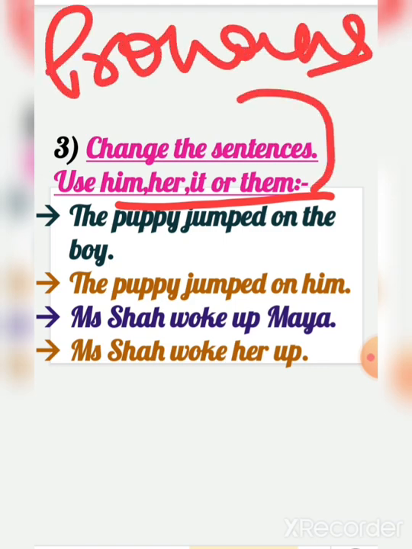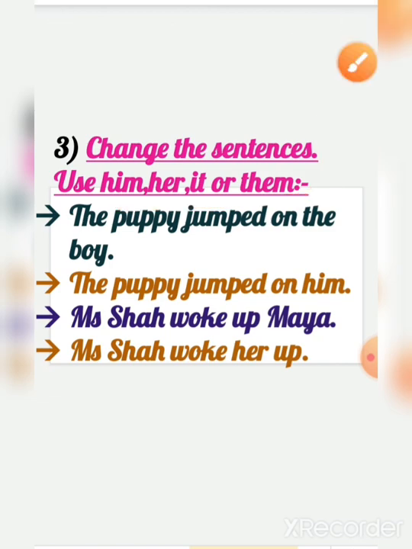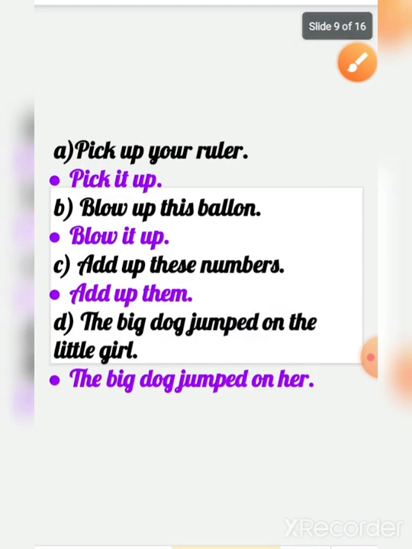Pronouns. You have to change the sentences using him, her, it or them. First, these two are examples. This is how you have to do it. The puppy jumped on the boy. The puppy jumped on him. Miss Shah woke up Maya. Miss Shah woke her up. So this is how you have to change the sentence using him, her, it or them.